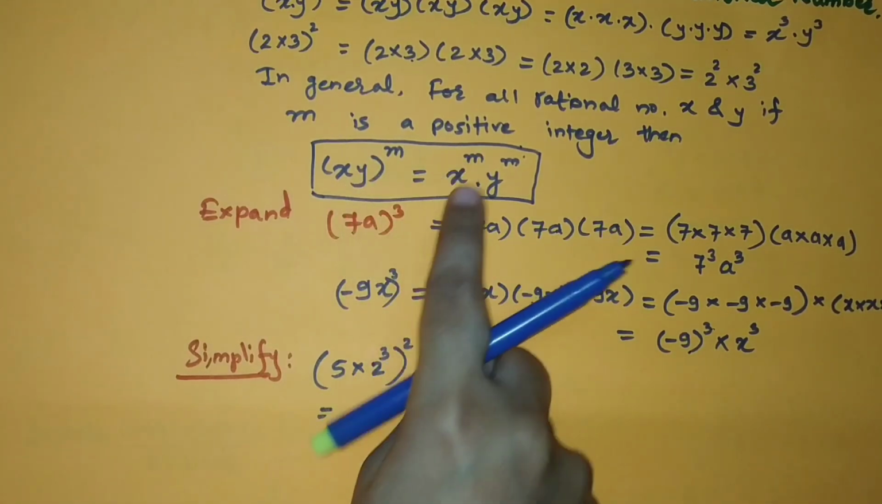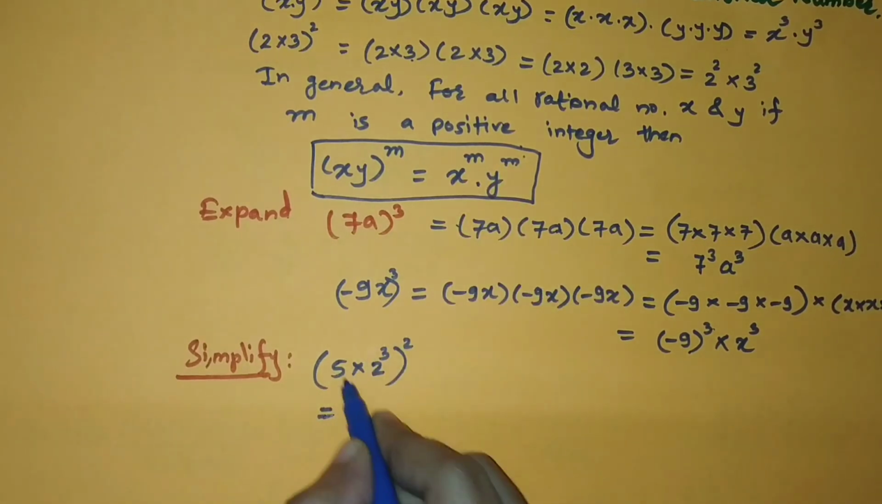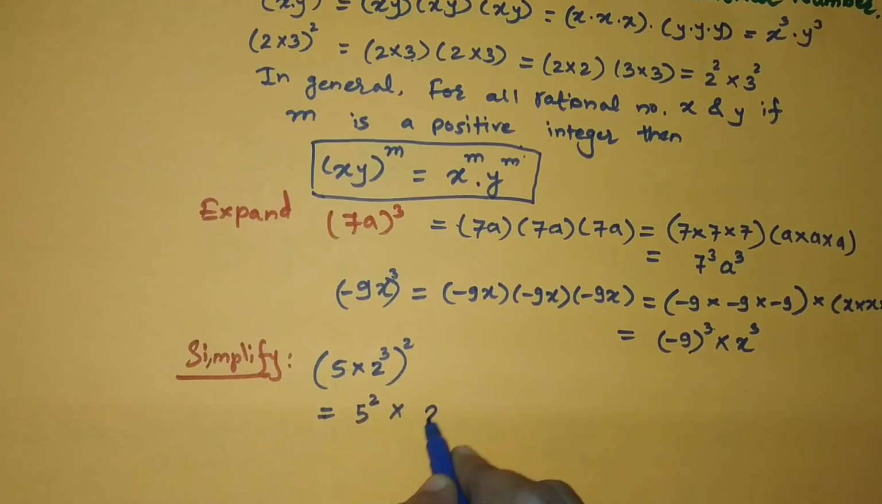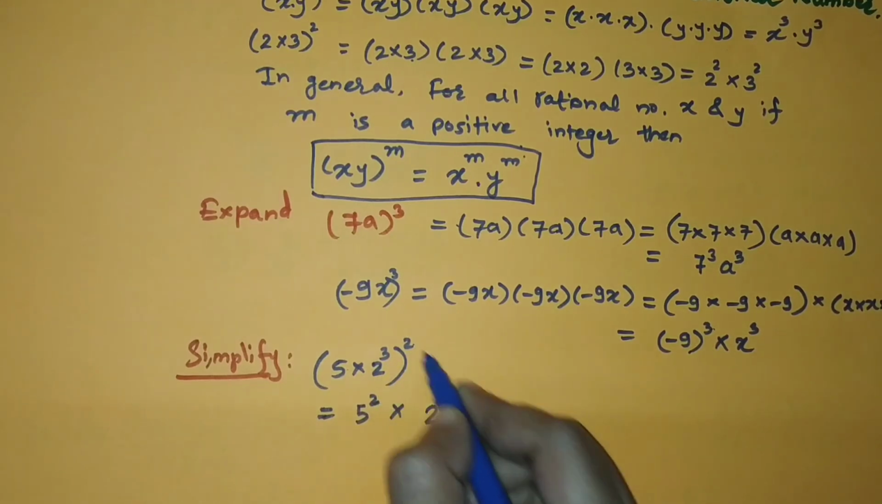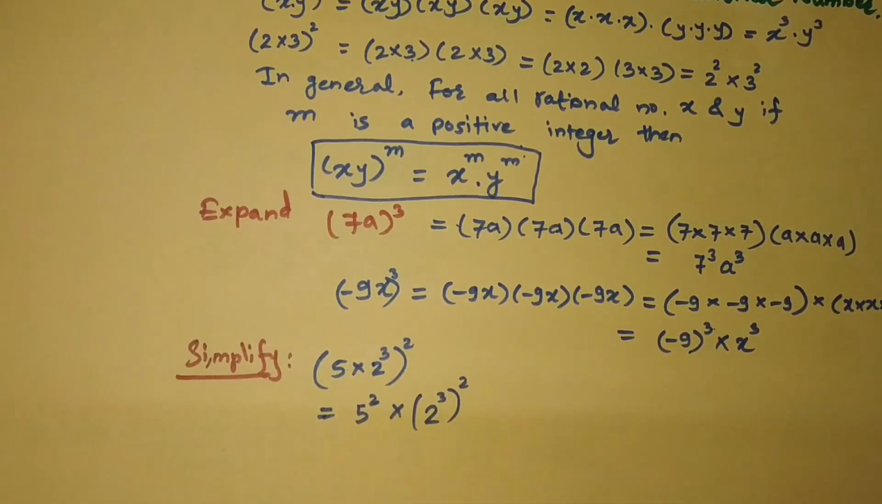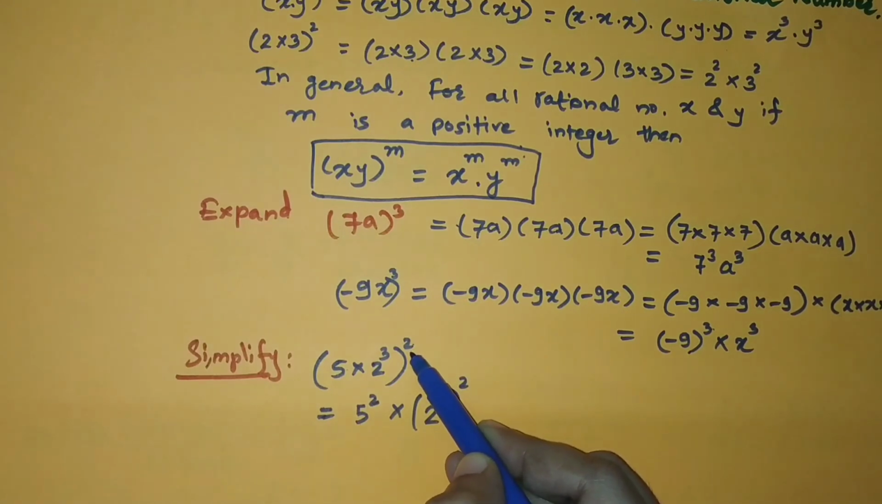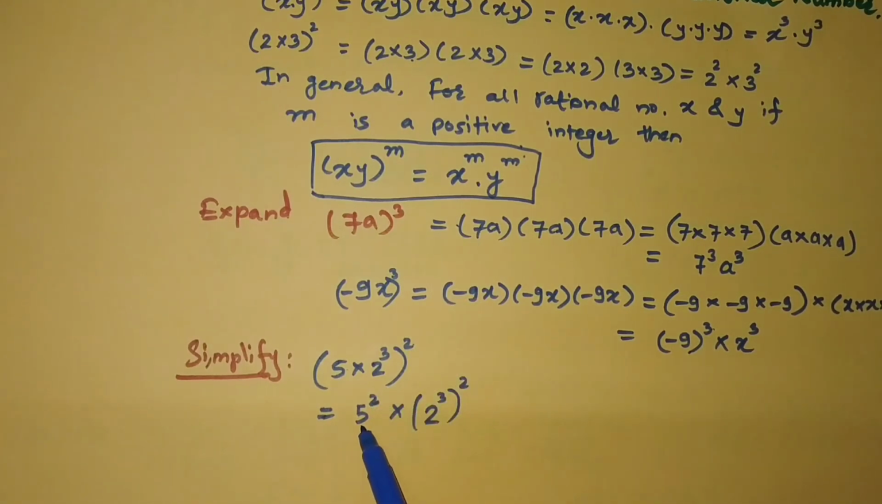So each factor you can give the power. So I am going to give this power 2 to 5 also. And this is 2's cube, another factor. I will give this power to this one also. It is going to be like this. Look at here friends, here (5 × 2³)² is there. So this outside power 2, we will separate it for this also and this also.